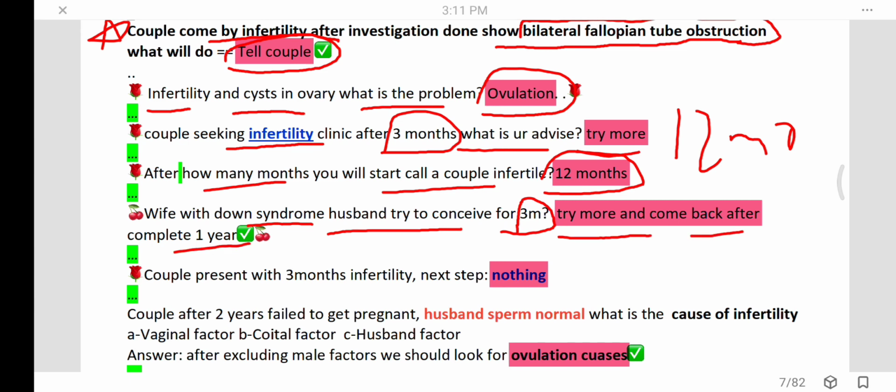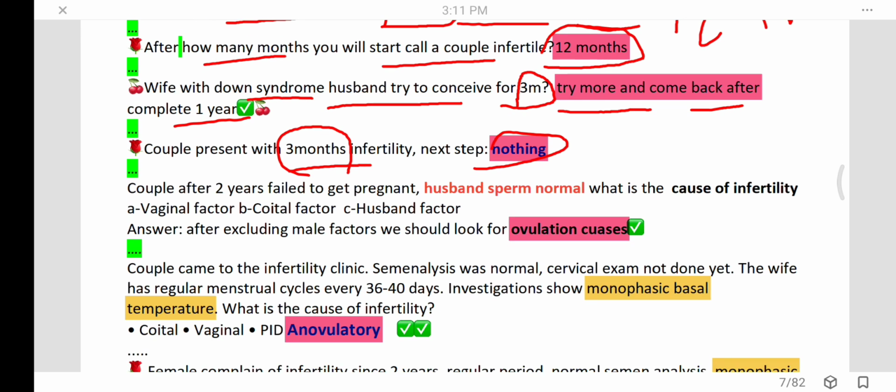Couple present with 3 months of infertility. The next step would be nothing, because the duration is only 3 months. So this is very important. You have to remember this.